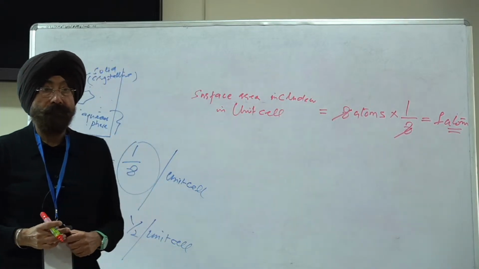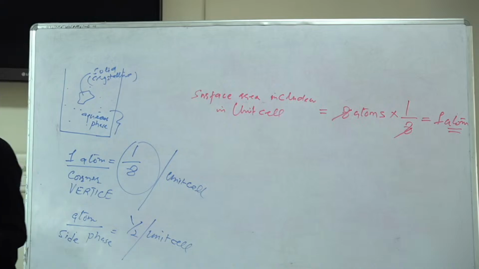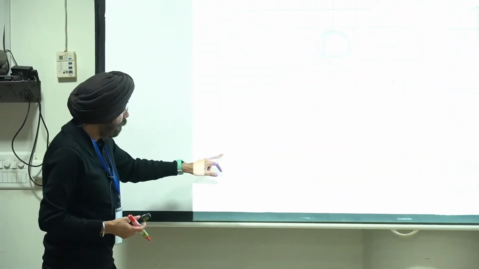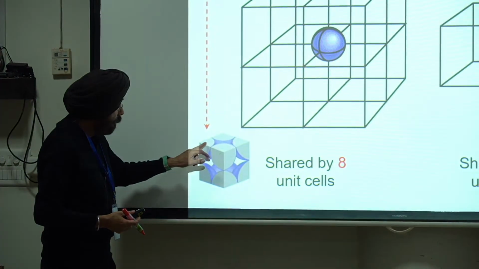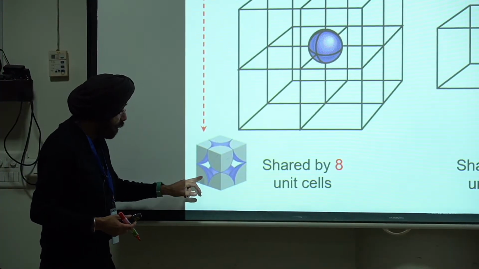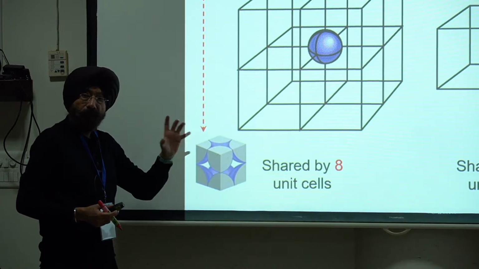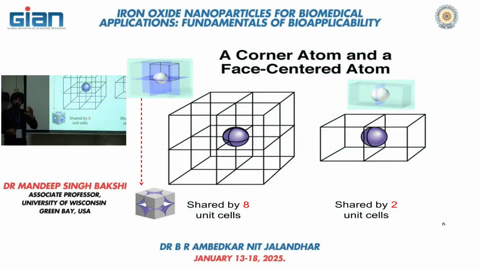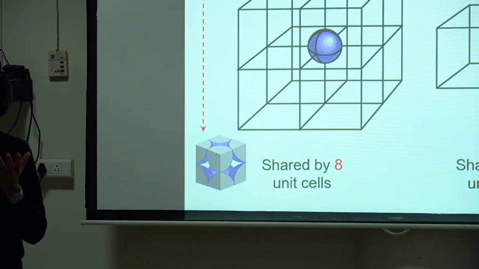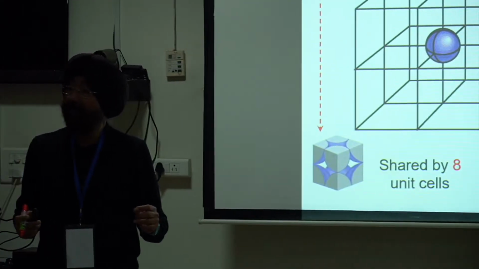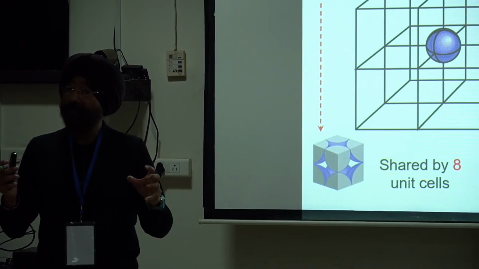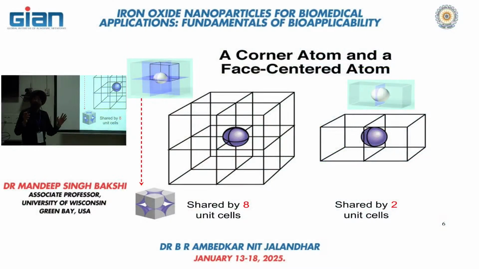Is it okay? The total surface area, it means that the total surface area of all the 1/8 atoms, 1, 2, 3, 4, 5, 6, 7, and 8, the total surface area of the atom that is embedded inside the simple cube is equivalent to 1 atom, right? The total surface area. So try to understand the language I'm using, because that is very, very important. The total surface area is equivalent to 1 atom.